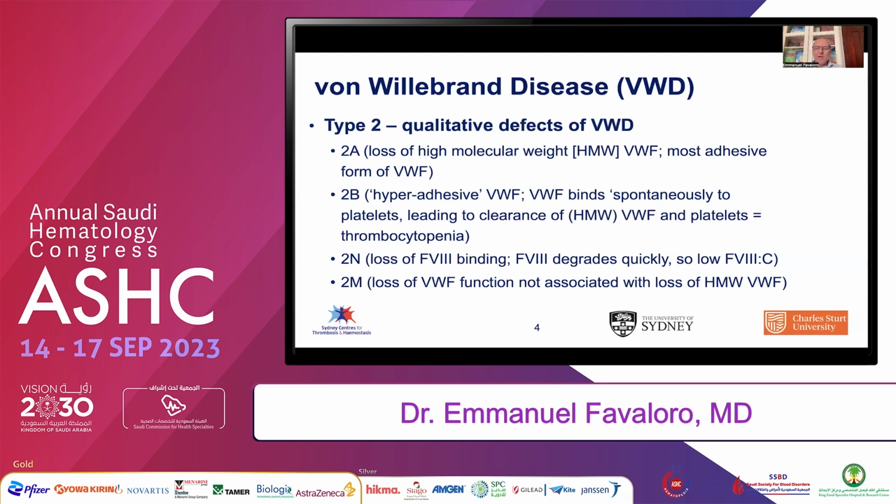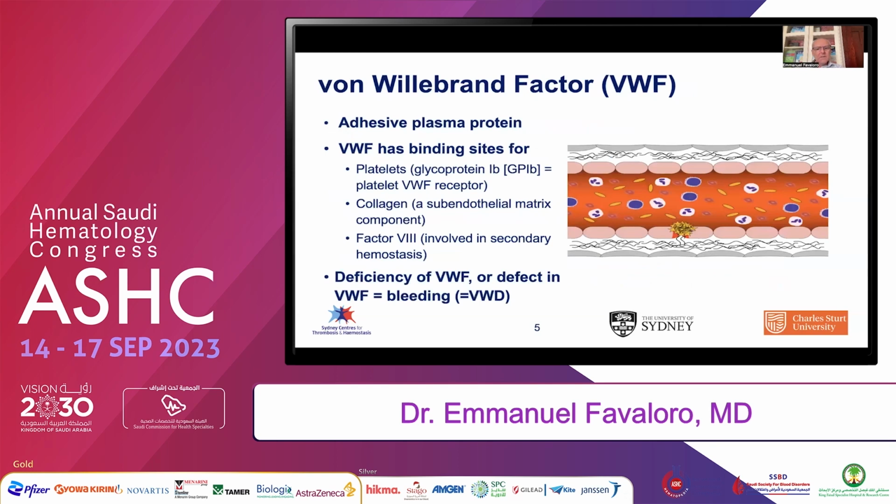And 2M, where you have a loss of von Willebrand factor function that's not associated with a loss of high molecular weight VWF. A lot of people have difficulty with the 2M type. Essentially, it's a diagnosis of exclusion. So if you don't have type 1, type 2A, 2B, 2N, or type 3, then by definition, you have type 2M. So von Willebrand factor is an adhesive plasma protein that has binding sites for various agonists, various ligands.